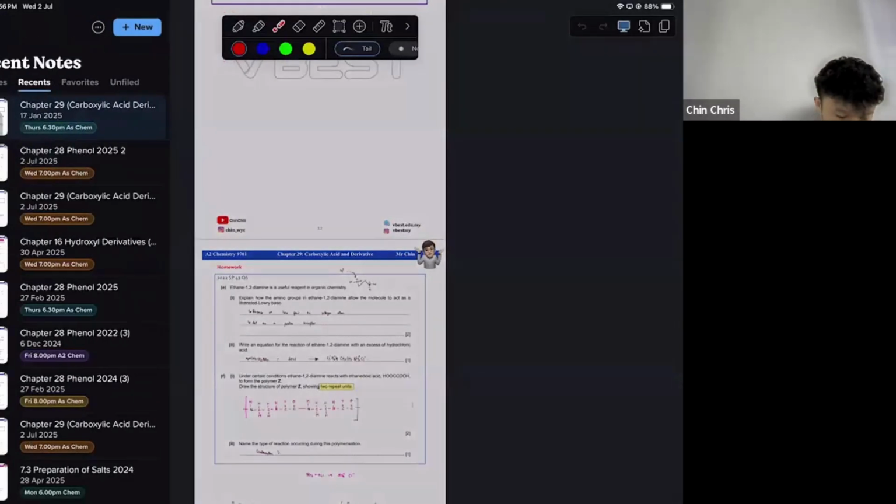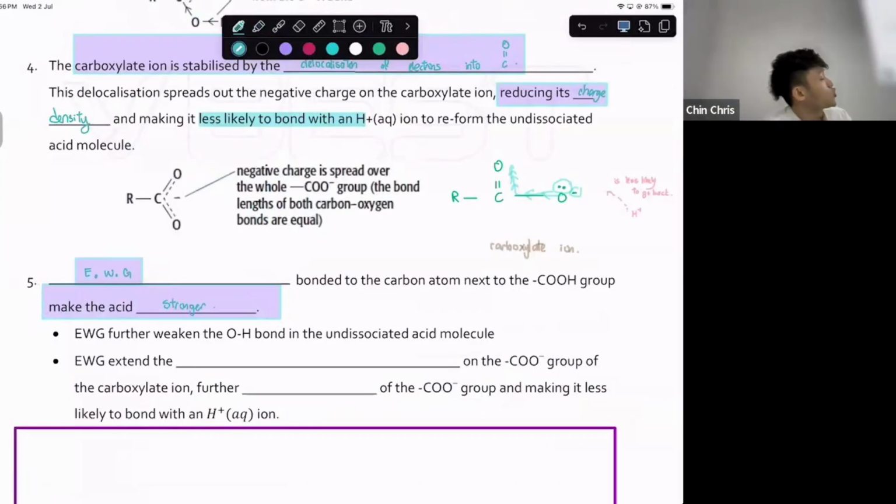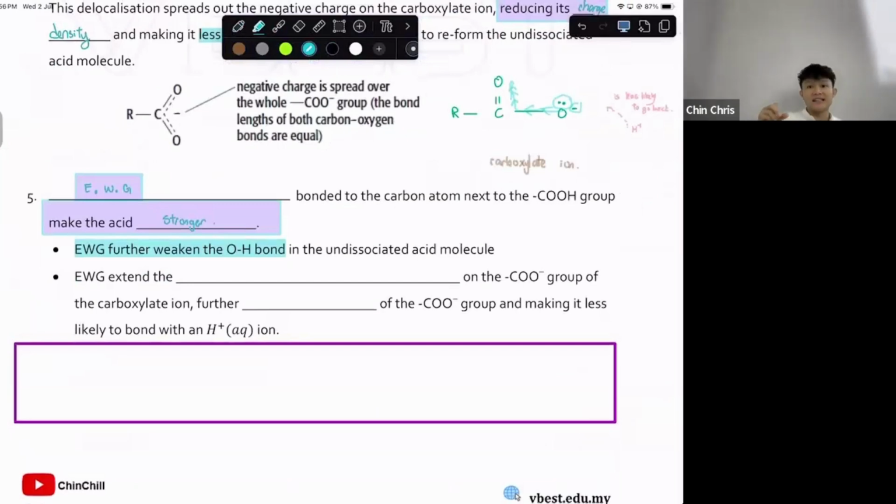Guys, let's say it's an electron withdrawing group. What's going to happen? It's going to weaken the OH bond, right? Which means EWG will always make the acid stronger, remember? EWG will always strengthen the acid. Why? Because EWG weakens the OH bond. Understand? So the OH bond is easily broken right now.